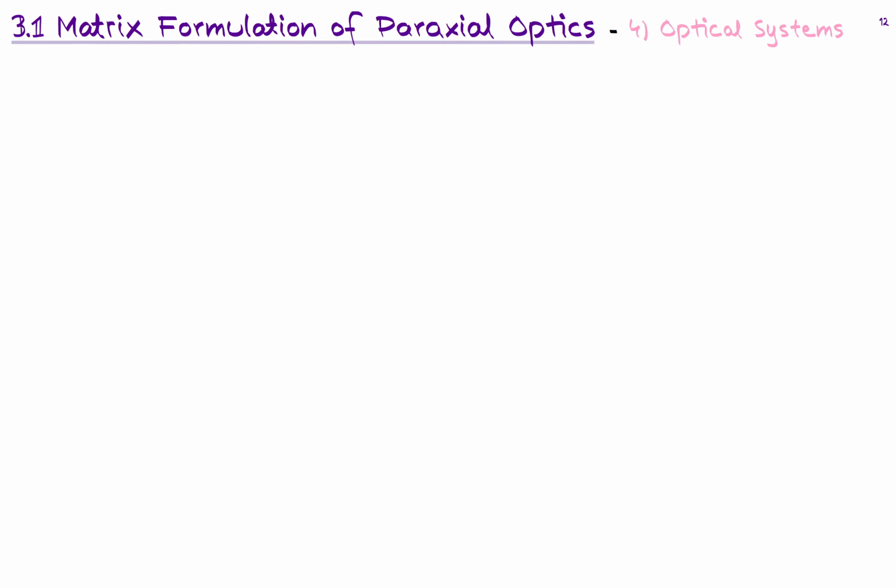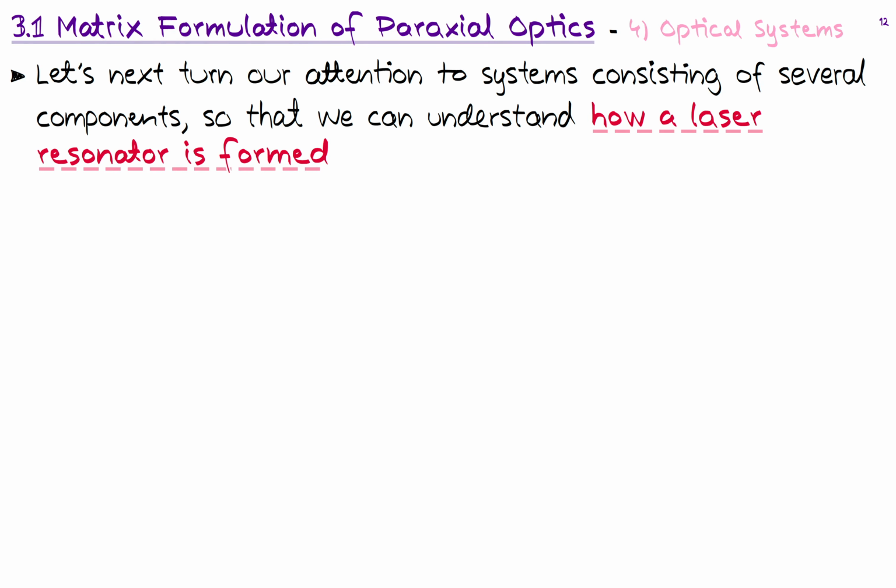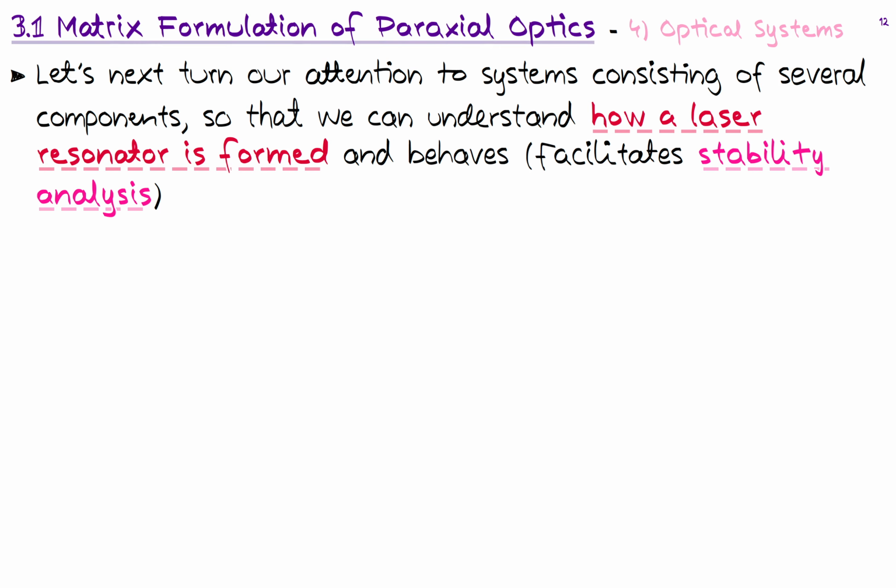And now we actually go into generalizing the ABCD matrices for optical systems. So let's now turn our attention to systems that consist of several components. So basically, this is the final stretch where we can understand how a laser resonator is formed and how a laser resonator behaves. Especially, this is extremely useful when we want to understand how stable a given laser configuration is. So essentially, it facilitates stability analysis of a laser resonator.